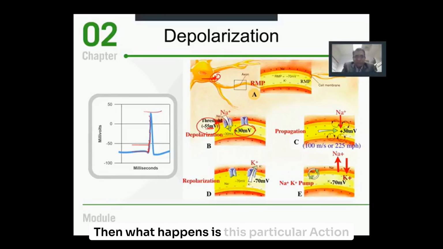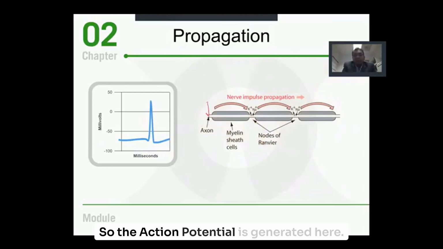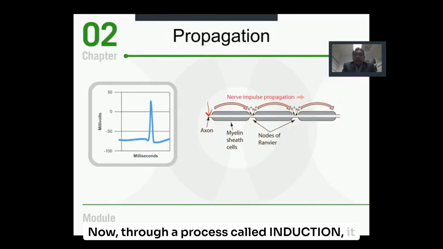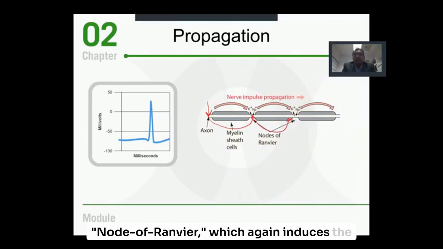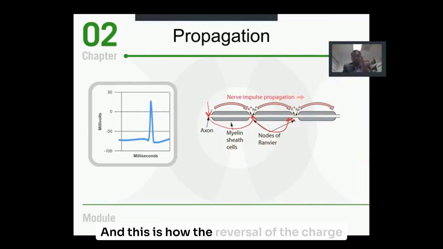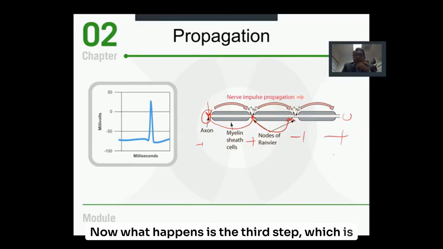Then what happens is, this action potential is transmitted along the length of the neuron from one node of Ranvier to another node of Ranvier. This is called propagation. So the action potential is generated here. Now, through a process called induction, it induces a similar change in the next node of Ranvier, which again induces the change in the next node. And this is how the reversal of the charge continues along the length of the neuron. This is called propagation of neural impulse or action potential. In other words, it is how the information is transmitted along the length of the axon. Now, the next step, which is repolarization.